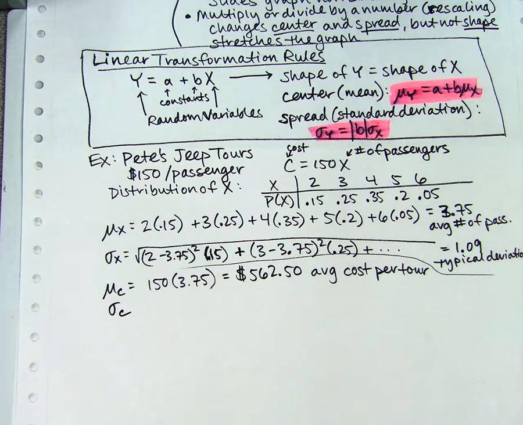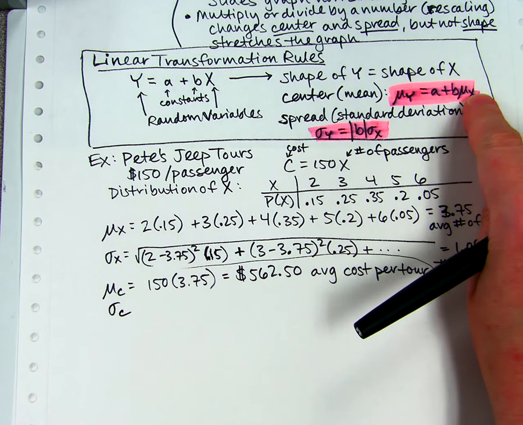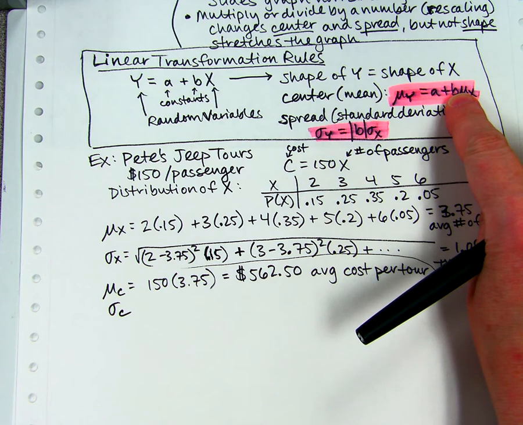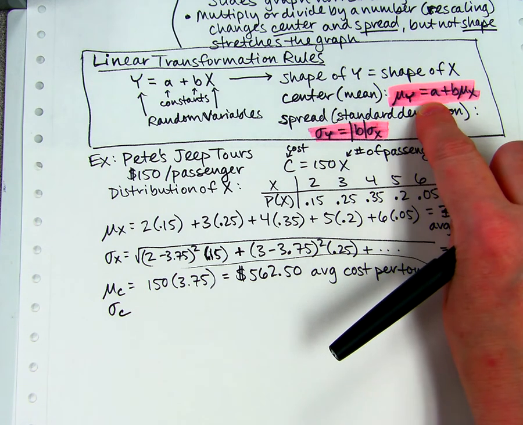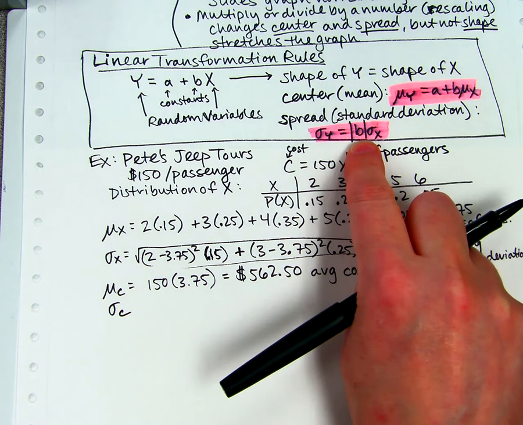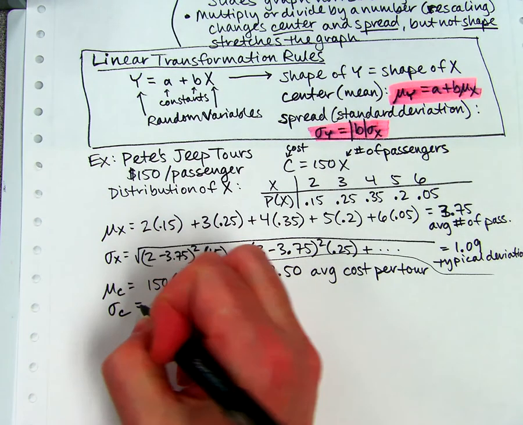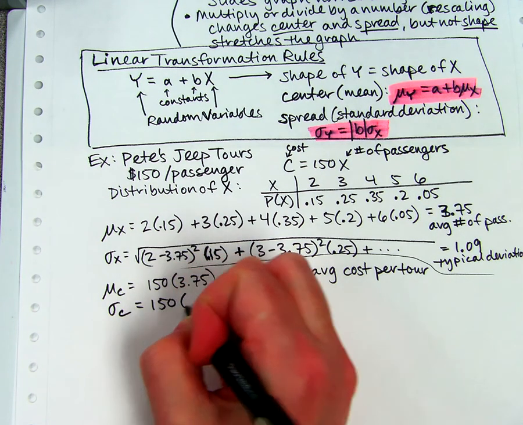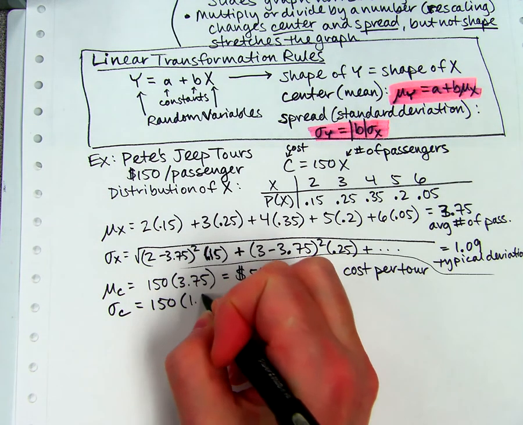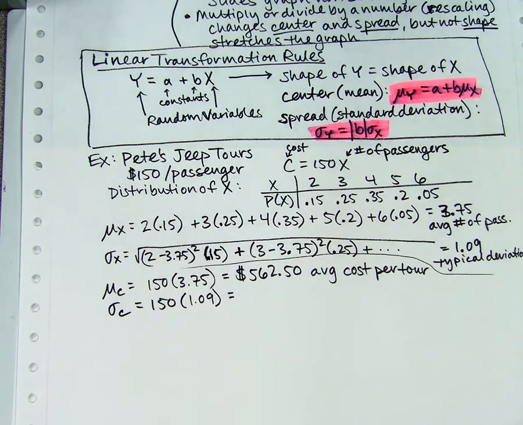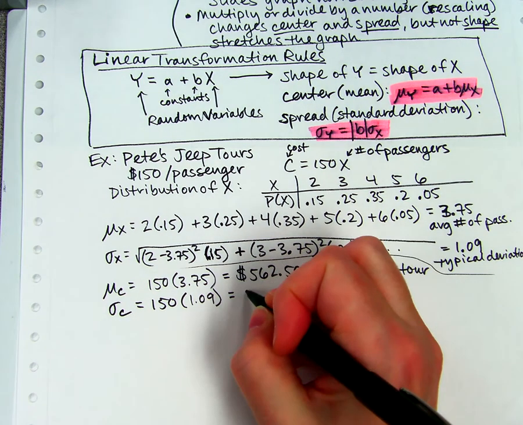Standard deviation. Well, what I just did is I took this B, which was 150, and I multiplied it by the mean, and I didn't have an A, so I don't have to worry about that. Here's B again. Multiply it by the standard deviation. That's what we're doing. We're multiplying 150 times our standard deviation, which should give us the standard deviation of the cost. Which is fine, we can do that.